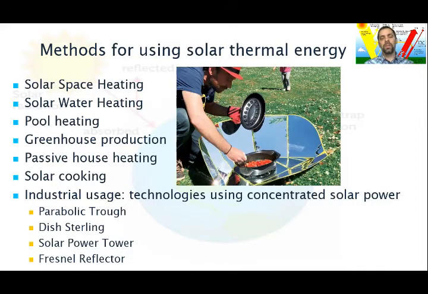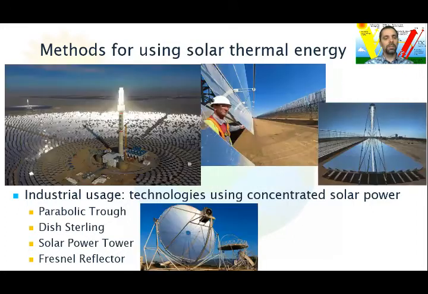The industrial usage. Technologies using concentrated solar power are the parabolic trough, dish Stirling, solar power tower, Fresnel reflector. The concentrated solar power plants utilize more complex collectors to produce electricity by heating a liquid to turn a turbine connected to a generator. I will talk about them in the next video.